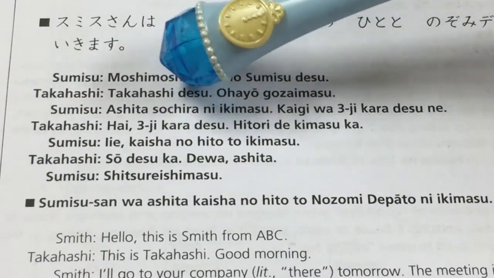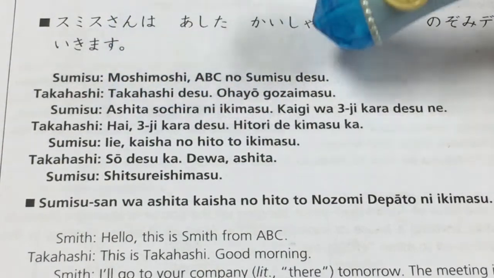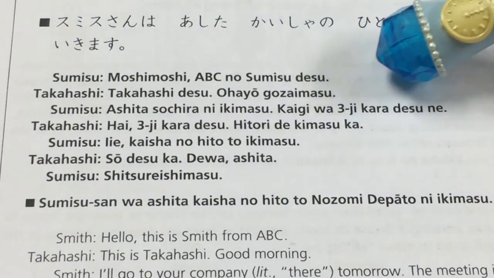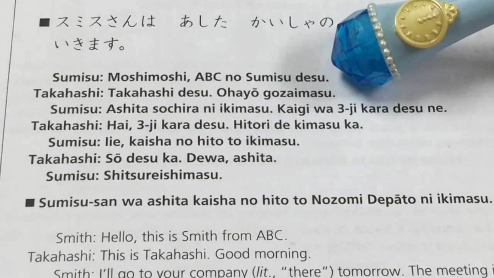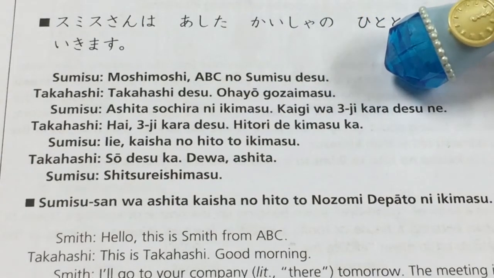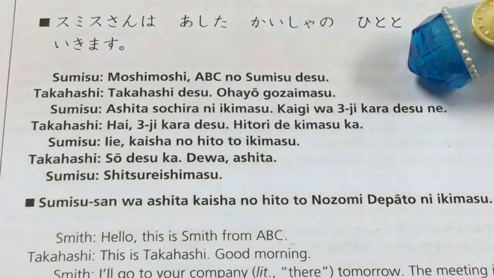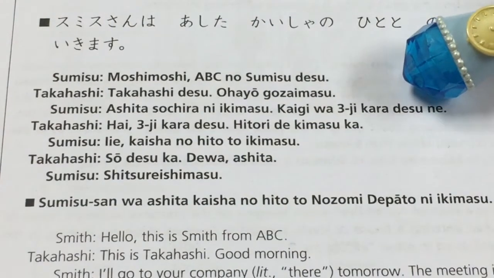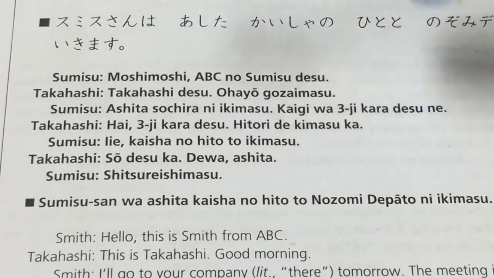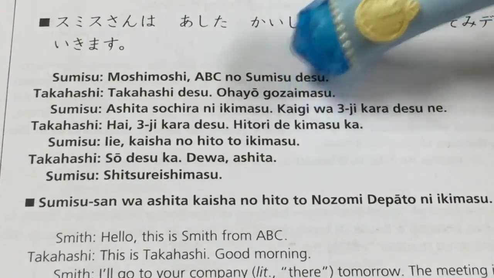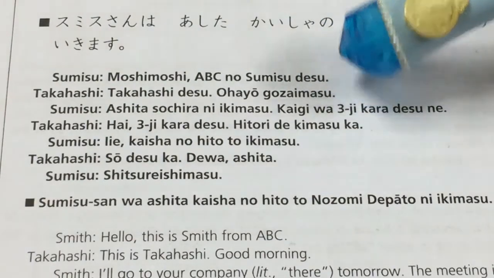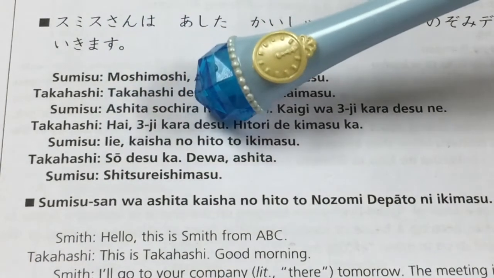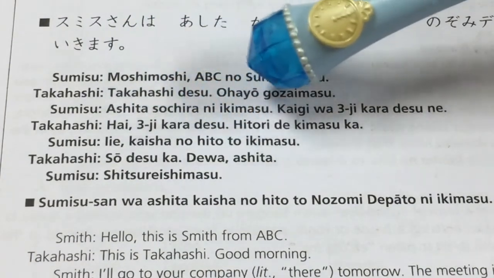I'm going there tomorrow. 会議は3時からですね. The meeting is from 3 o'clock, right? ですね is to confirm that what I'm saying is correct. 会議は3時からですね. It's from 3 o'clock, right? はい、3時からです. Yes, it's from 3.